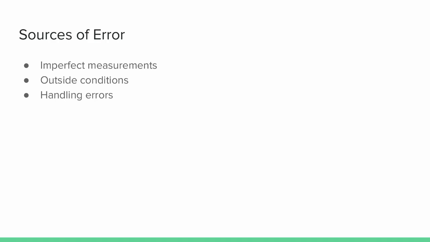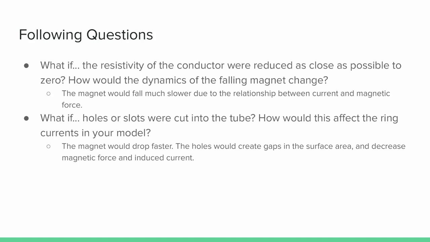The sources of error for this lab include imperfect measurements, possible outside conditions such as external magnetic fields, as well as some errors when handling the magnet and the other lab materials. And now for a few following questions. What if the resistivity of the conductor were reduced as close as possible to 0? How would the dynamics of the falling magnet change? Well, the magnet would fall much slower due to the relationship between current and magnetic force.